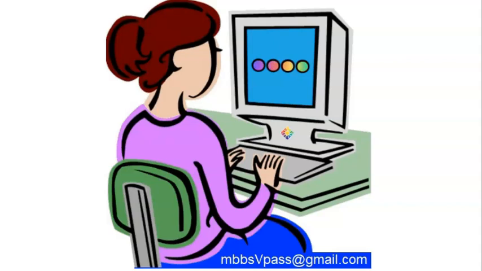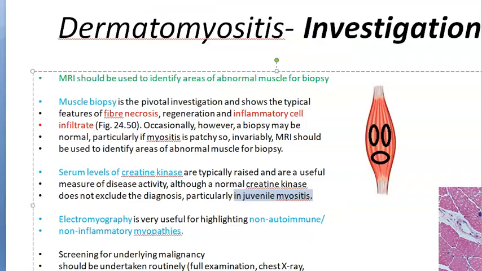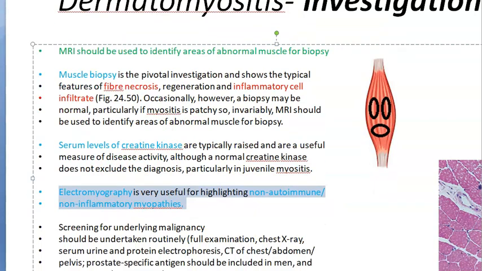Dermatomyositis and polymyositis, in which the skin won't be affected. Very good. What are we looking at currently now? Investigations. What did you do in investigation? MRI, yes. Then biopsy, very good. Then serum creatine kinase level, very good. Then electromyography, to study the electrical activity in the muscle. So you can highlight whether it is an autoimmune, non-autoimmune, or non-inflammatory myopathy.